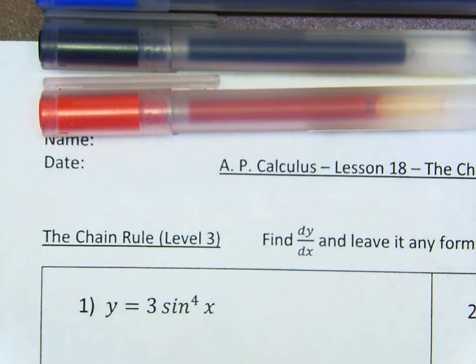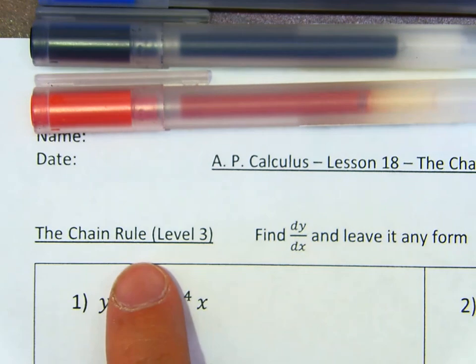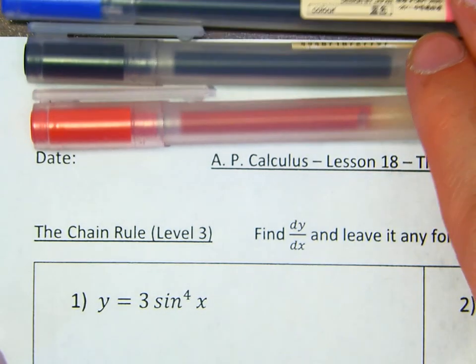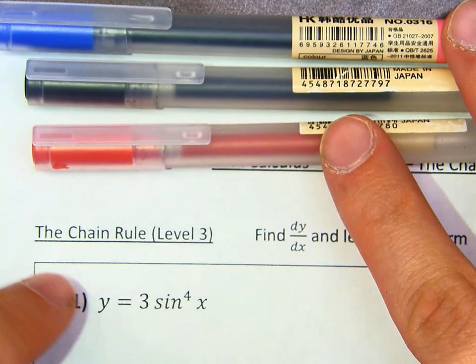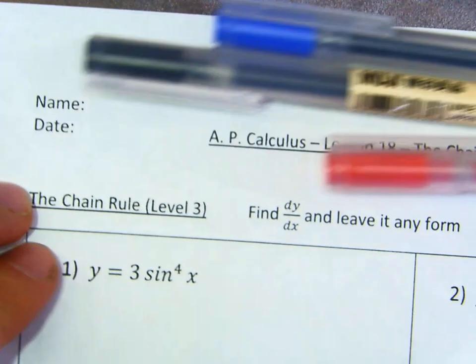AP Calc, lesson number 18, the chain rule day 2. This goes chain rule level 3. Here, the same idea of the inside and the outside with the red and blue is going to apply, and these will get a little more tricky. So let's look at the first one here.